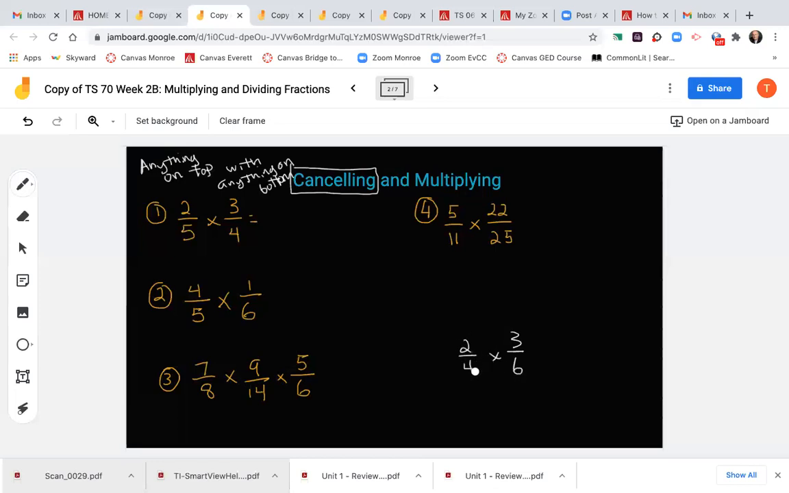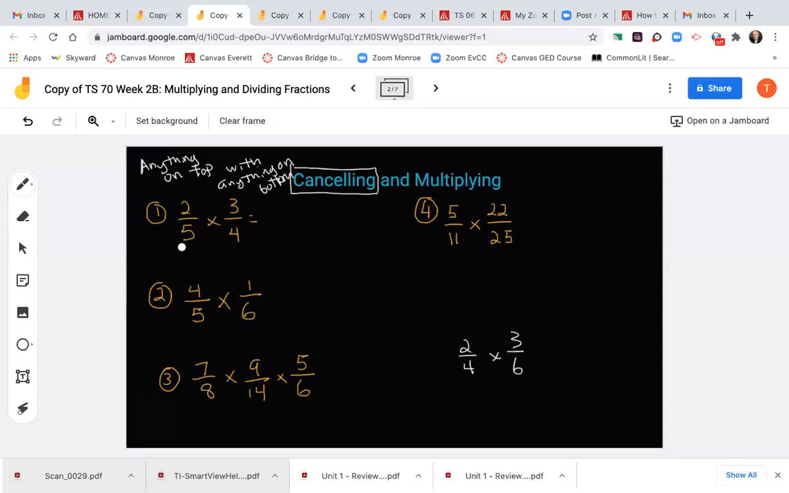I could do it this way, but I also could go straight up and down, because 2 is a number on top, and 4 reduces down, and so these two reduce down, okay? But the rule for cross canceling is you can do anything on top with anything on bottom, but you can't go straight across to reduce, okay?